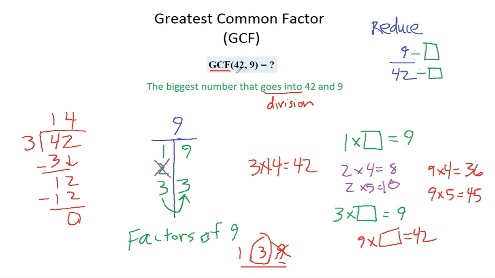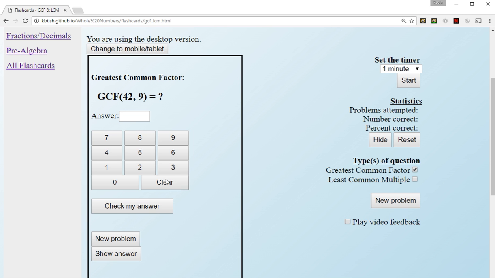It's a factor of 42 and 9, and more specifically, it is the greatest factor that they have in common, the biggest number. So let's go back to the website. So we said 3 was the answer, and let's see. Alright, we got it. Awesome. Let's do another one.